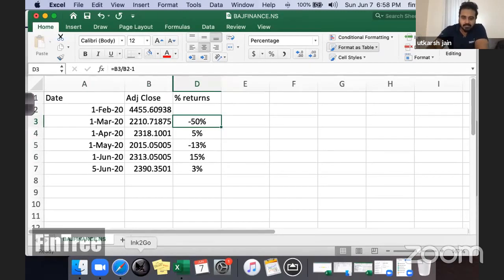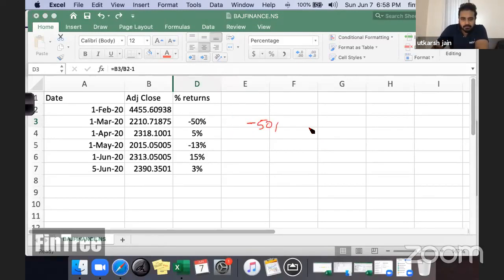So what are the 5 data points? On the Bajaj Finance stock, these are the returns that we've earned. So in 1 month we had minus 50%, then we had 5%, then we had minus 13, then we had 15%, and we had 3%. Now, based on this information, calculate a monthly return, a geometric mean of these numbers. And what I'll suggest is you simply use a formula to calculate geometric mean, which I taught you on the previous screen.